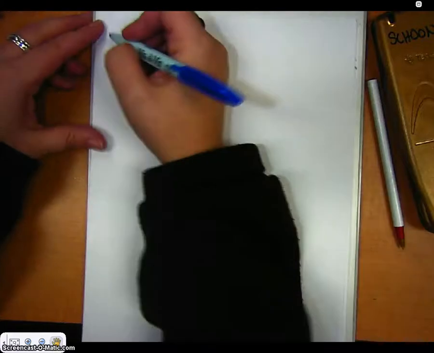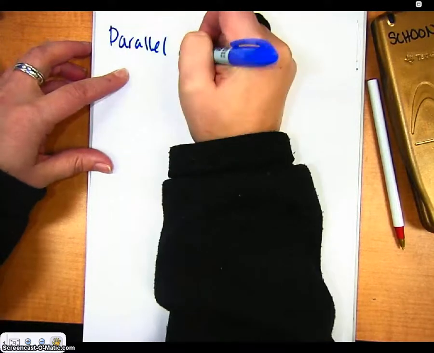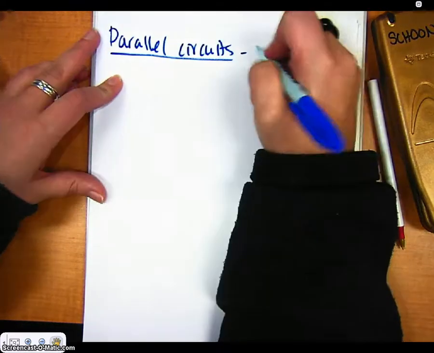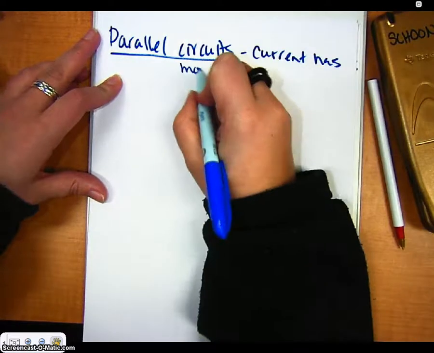All right, let's talk about parallel circuits now. So parallel circuits are ones where the current has more than one path to follow. So current has more than one path.